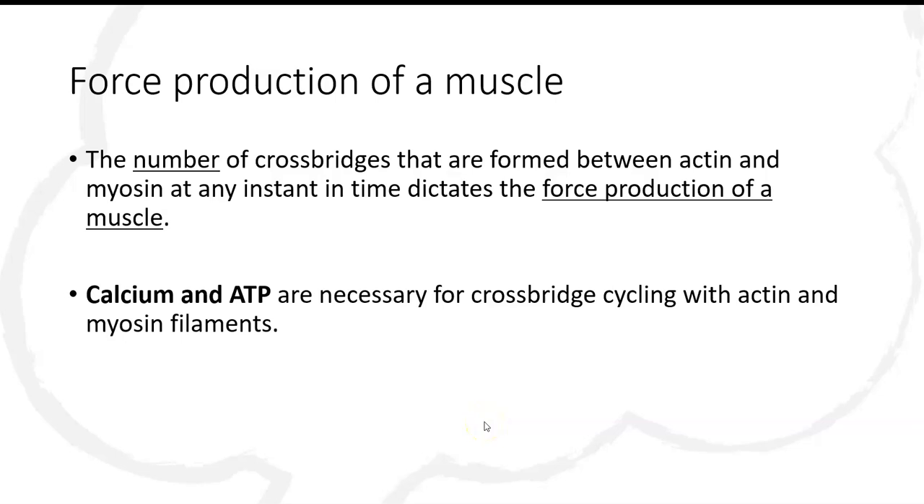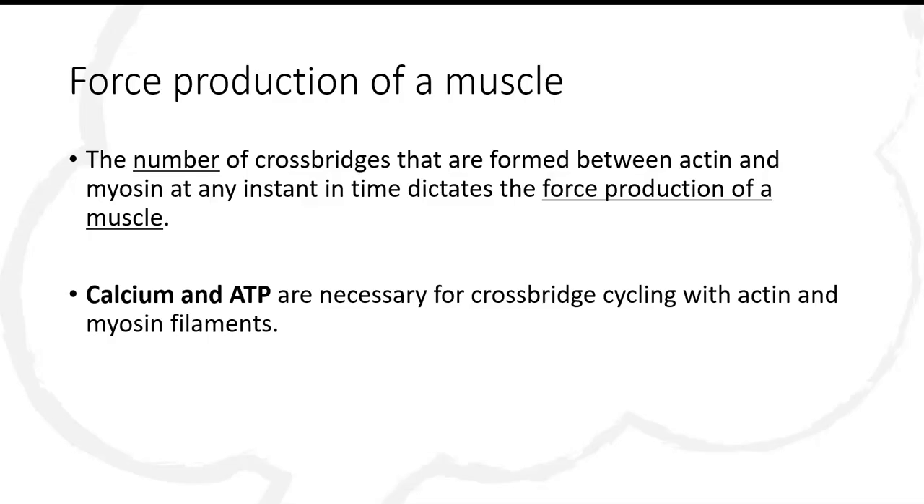Okay, we're going to pick up right where we left off, talking about force production of a muscle. The number of cross bridges that are formed between actin and myosin myofilaments at any instant in time dictates the force production of that muscle, right? Which makes sense. The more actin and myosin filaments engaging in cross bridge cycling, the bigger the amount of force we're going to have as an output, right?